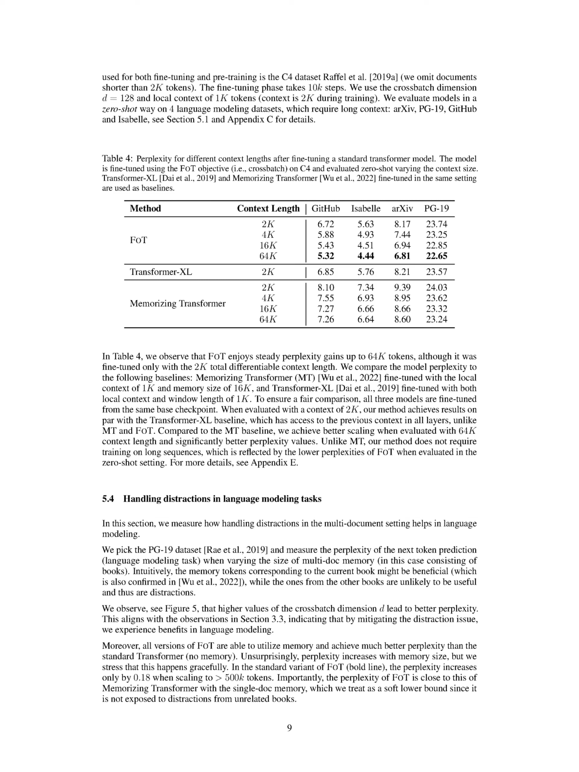We find that FOD consistently improves perplexity up to 64,000 tokens, even though it was only fine-tuned with a total differentiable context length of 2,000. We compare our model's perplexity to 2 baselines: the memorizing transformer fine-tuned with a local context of 1,000 and a memory size of 16,000, and the transformer XL fine-tuned with both a local context and window length of 1,000. All 3 models are fine-tuned from the same base checkpoint to ensure a fair comparison. When evaluated with a context of 2,000, our method performs as well as the transformer XL baseline, which has access to the previous context in all layers, unlike the memorizing transformer and FOD.